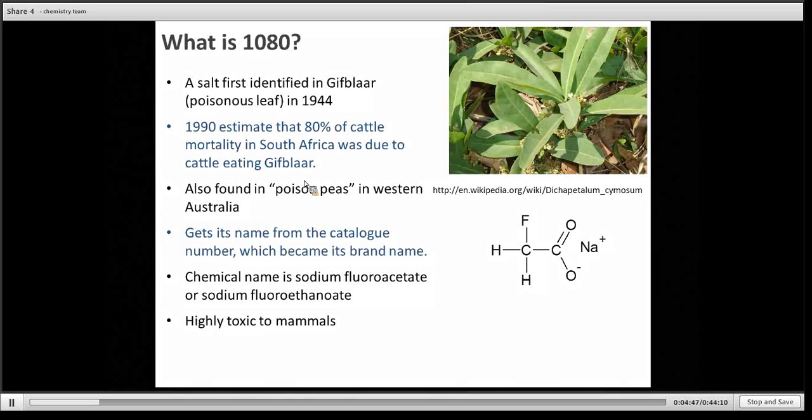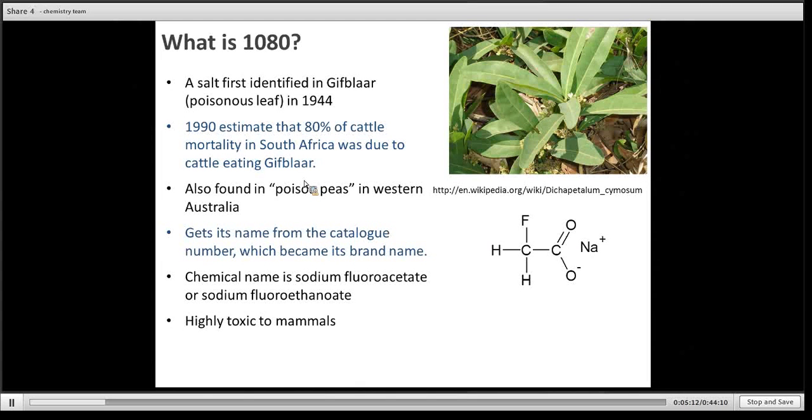So first of all, what is 1080? Now, it's a salt that is found in some plants, particularly in Southern Africa, also Australia, and also in Brazil. And it was first identified by a South African scientist, this particular salt, as giving this poison in 1944. The plant is called Giftblaar. It's Afrikaans for poisonous leaf.